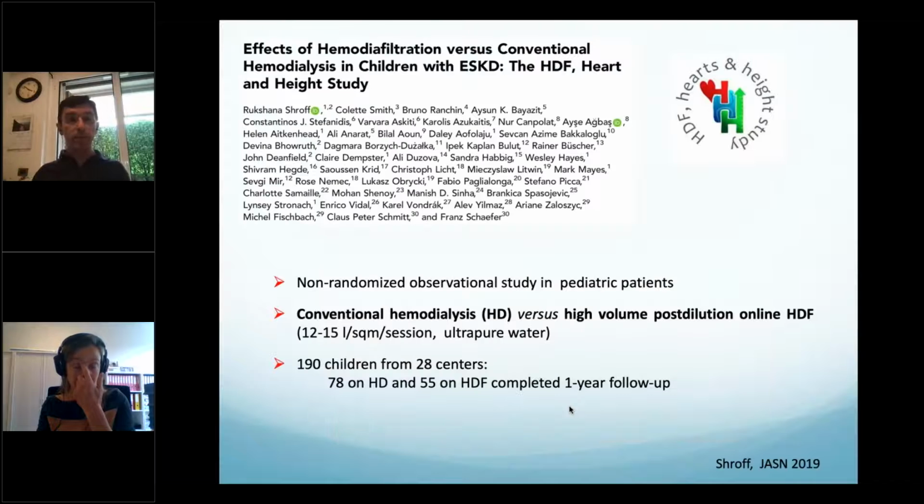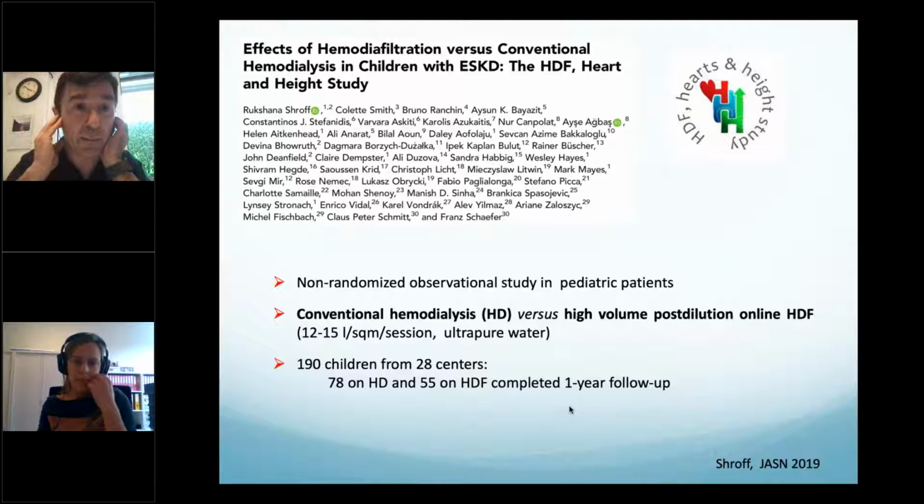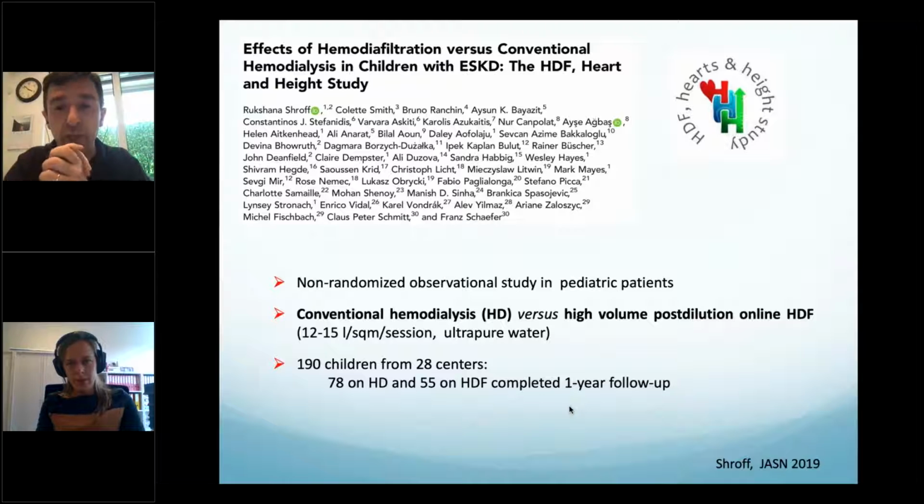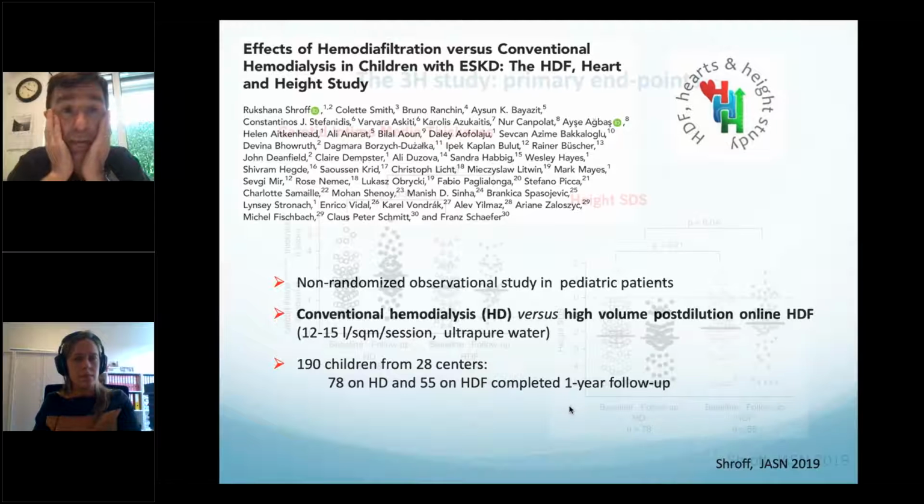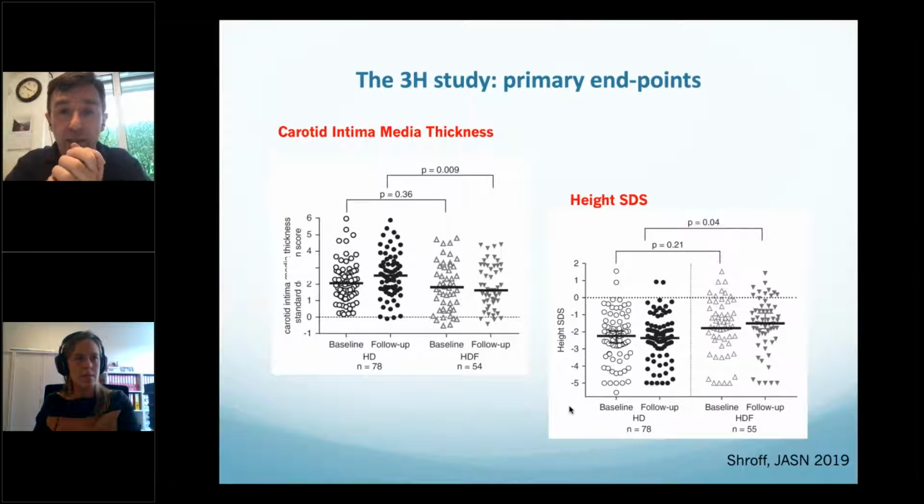From a clinical point of view, please look at this beautiful study published a couple of years ago by Rukhsana, which is the 3H study, the HDF, ART and height study. It is a non-randomized prospective observational study which involved both prevalent and incident patients treated with thrice-weekly conventional hemodialysis or thrice-weekly high-volume post-dilution online HDF. 190 children were enrolled, and the primary endpoints were intima media thickness and height SDS.